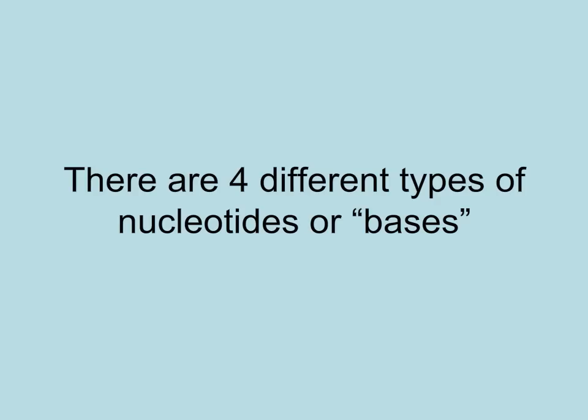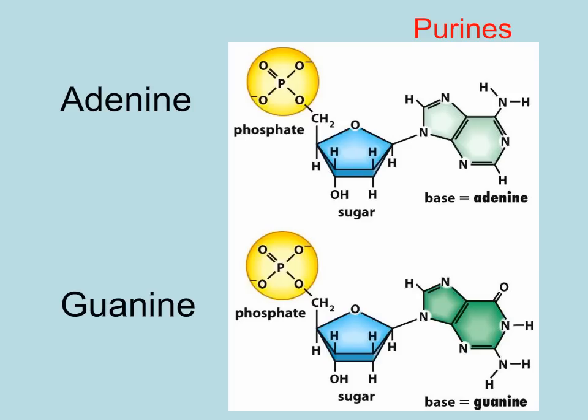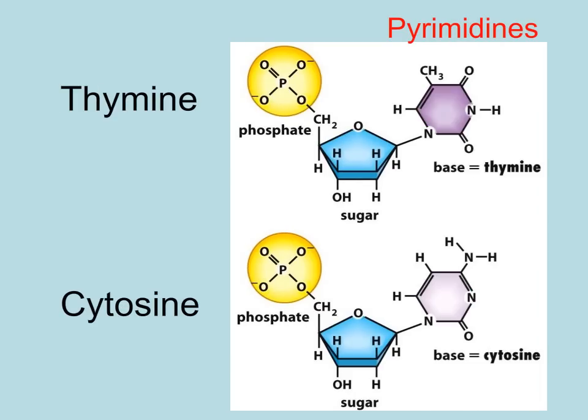There are 4 different types of nucleotides based on what kind of nitrogenous base they have. We commonly call different nucleotides bases. Adenine and guanine have nitrogenous bases that are purines. Purines have 2 rings. Adenine has no oxygen attached to its rings, while guanine does. Thymine and cytosine have nitrogenous bases that are pyrimidines. Pyrimidines have only 1 ring. Thymine has 2 oxygens attached to its ring, while cytosine has only 1.